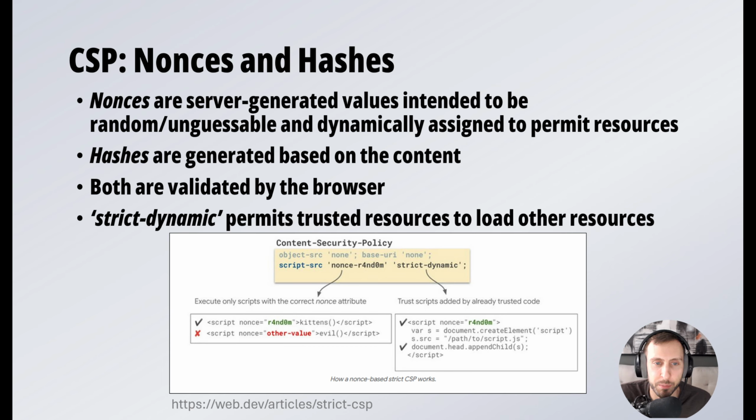Hashes are quite simple. You generate hashes based on the content. Nonces are a little bit more interesting. The way that nonces work is that they are generated per response. So you need a cryptographically secure pseudo-random number generator in your application that generates a nonce that gets placed in the CSP header and gets placed in the corresponding locations where there are scripts that you want to allow list. And this has to occur every time a page is loaded.